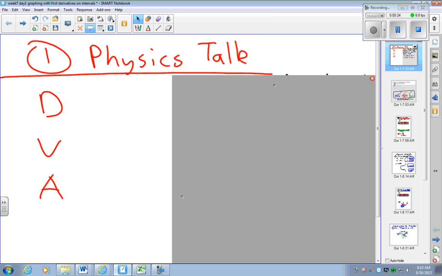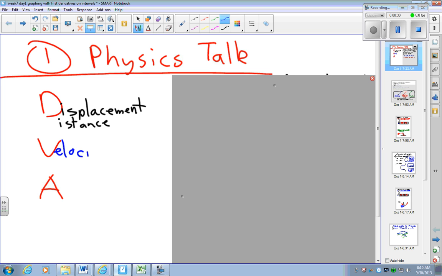So one quick reminder or concept idea from physics is we've done DVA before, okay? The D stands for displacement, or a lot of times you think of height, but that doesn't start with D, or distance, okay? And V is your velocity, and A is your acceleration. And the way you can go from the D to the V, or the V to the A, is by taking derivatives, okay?